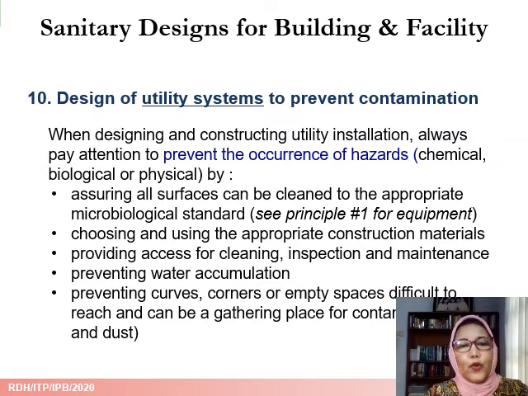Principle number 10 requires that the design of the utility system prevent contamination. When designing and constructing utility installation, always pay attention to prevent the occurrence of hazard by assuring all surfaces can be cleaned to the appropriate microbiological standard. We will discuss this later. And choosing as well as using the appropriate construction materials, providing access for cleaning, inspections, and maintenance, preventing water accumulation, and preventing curves, corners, or empty spaces that are difficult to reach and can be a gathering place for contamination and dust.